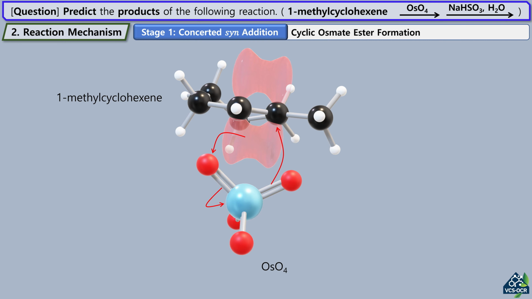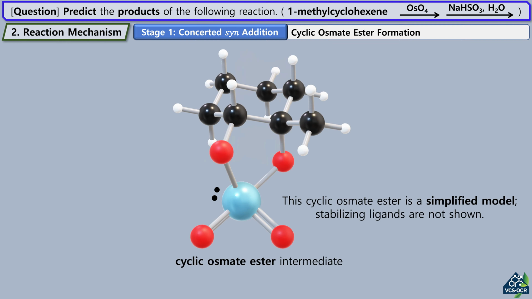Concurrently, Os–O bonding is reorganized, and the osmium center forms two new bonds to the former double bond carbons. The result is a stable, 5-membered cyclic osmate ester in which both C–O bonds have been formed on the same face of the original alkene, locking in syn stereochemistry.